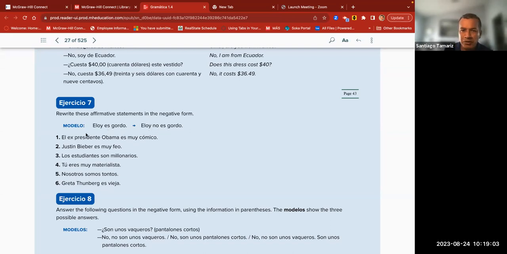Let's do number 1 together. El expresidente Obama es muy cómico. The ex-president Obama is very funny. What is the verb? Es. Okay, so the answer should be el expresidente Obama no es muy cómico.